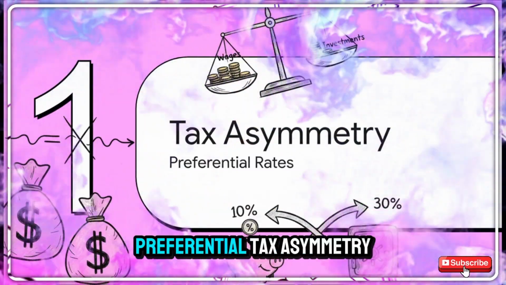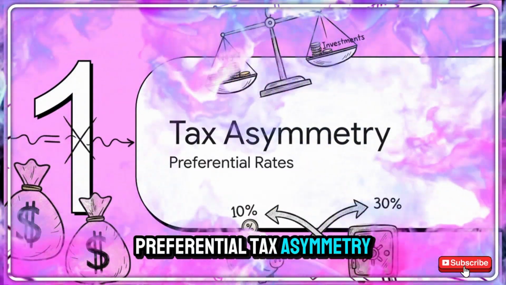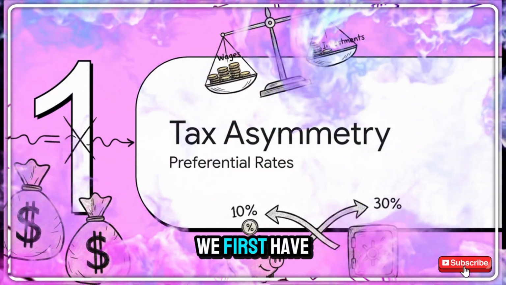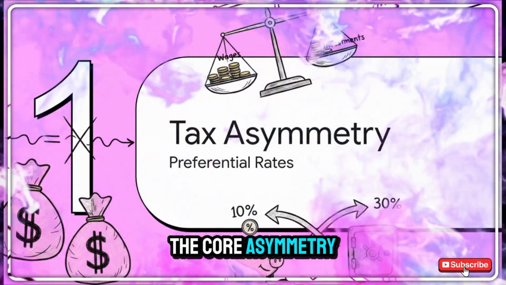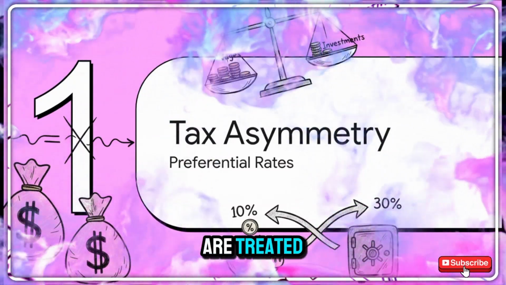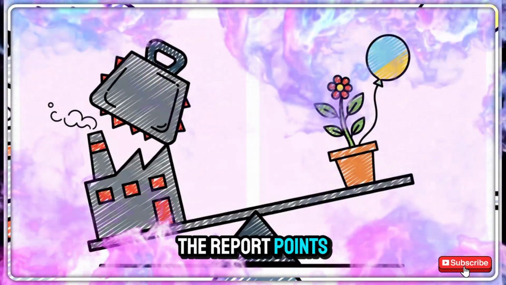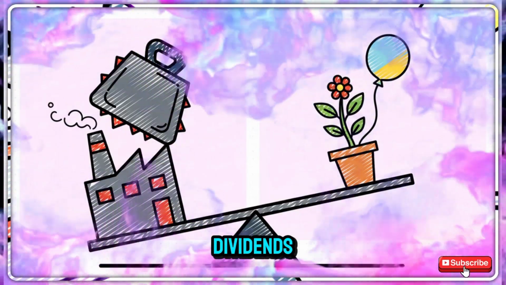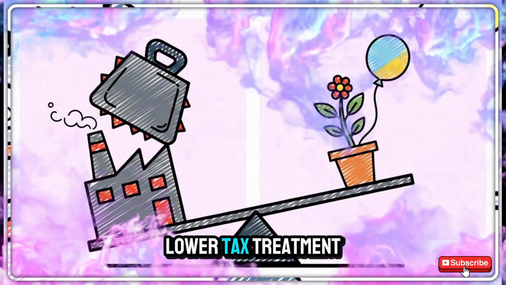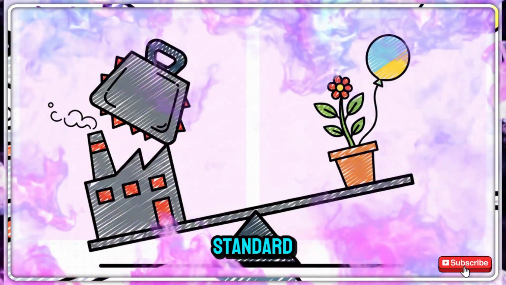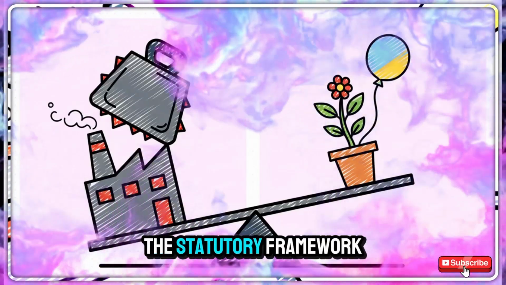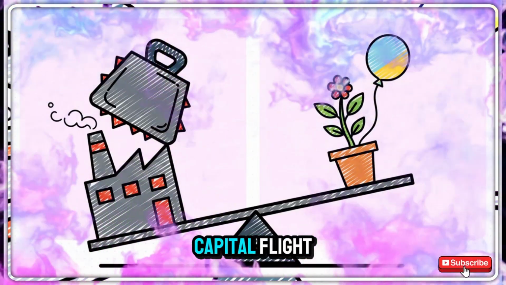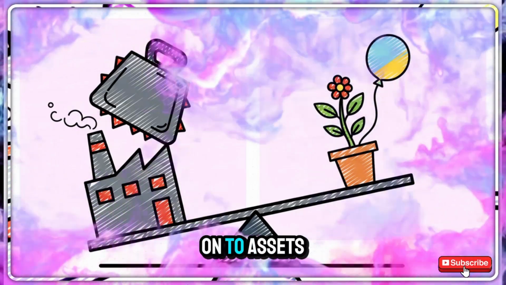Section 1, the preferential tax asymmetry. To really get why this adjustment exists, we first have to look at the core asymmetry and how different types of income are treated. The report points out that passive income, things like capital gains and qualified dividends, gets preferential, lower tax treatment compared to your standard ordinary income. The statutory framework does this on purpose, you know? It's designed to prevent capital flight and incentivize holding onto assets.